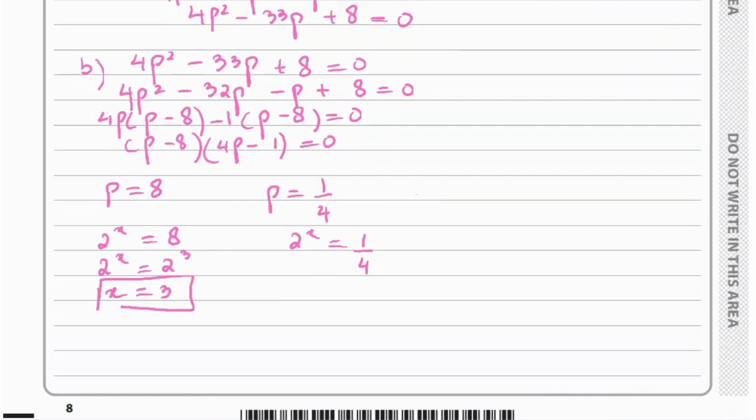X is 3. Over here, it's 1 over 2 squared. So that's going to be 2 to the power of negative 2. So x is going to be negative 2. These are your two values of x. That's your answer.